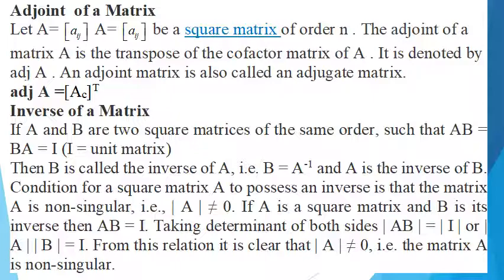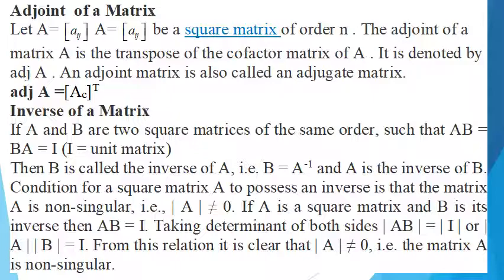Inverse of a matrix. If A and B are two square matrices of the same order such that AB is equal to BA is equal to I, a unit matrix, only when you get I, then we can find out the inverse. Then B is called the inverse of A. Only when both of them are equal to the identity matrix I can we say that B is the inverse of A, and A is the inverse of B.